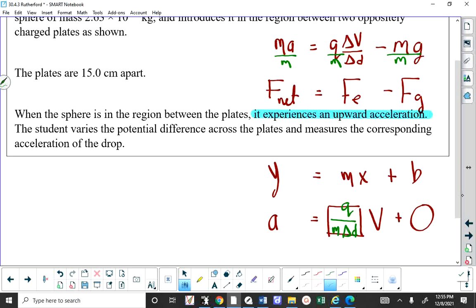And I hope it's clear that that's the slope. The slope of your line will have a value that's equal to the charge over the mass times the distance between the plates. When I divide the second term by M, I get G. So G is the negative of the y-intercept. I actually get, if you want to be really clear about it, negative G, don't I? So the y-intercept is negative G.